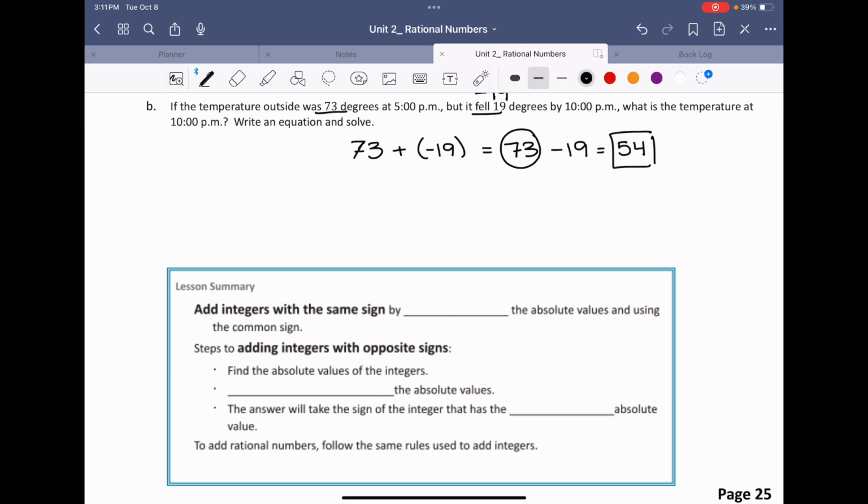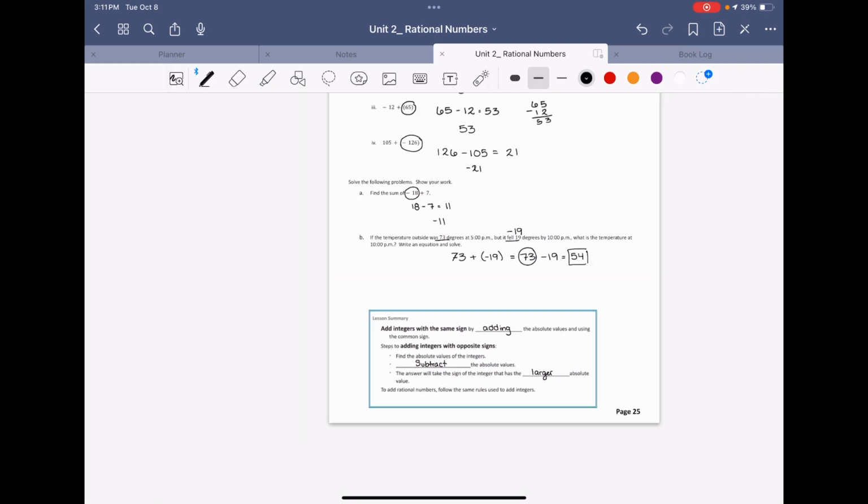Just a little sum it up. Adding integers with the same sign, we're going to add them up and keep the common sign. Adding integers with opposite signs, we're going to find the absolute value, subtract their absolute values, bigger number minus smaller number, and then we're going to keep the sign of the integer that has the larger absolute value.